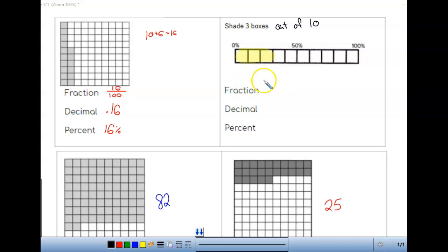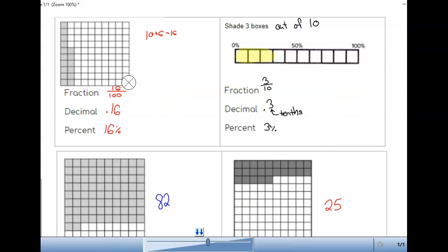Okay, so we can still write that fraction, 3 out of 10. We can still write my decimal, 3/10, so we just have a 3 in the tenths spot. But my percent gets a little tricky because it's not 3%. On this model it looked like that, but if I drew it over here, it'd only be 3 little boxes. So those two do not look like the same picture. So it's not going to be 3%.